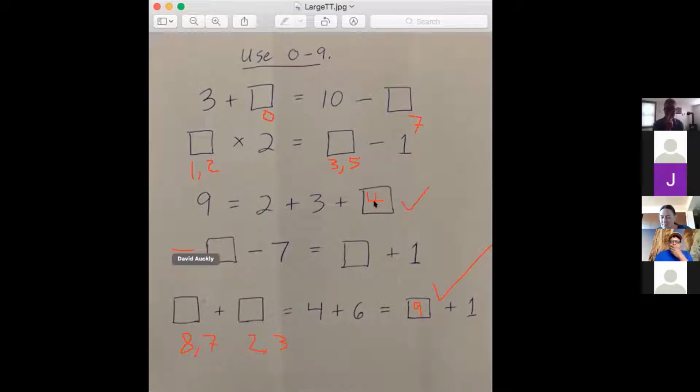At the bottom, that last one, the 8 and 7, we already used the 7 on top. So 7 and 3 won't work, right? Well, did we use 7 for sure on top, or was that just a possibility? Okay, I was just wondering because I saw 7 and then I saw 7 on top. Just a thought.